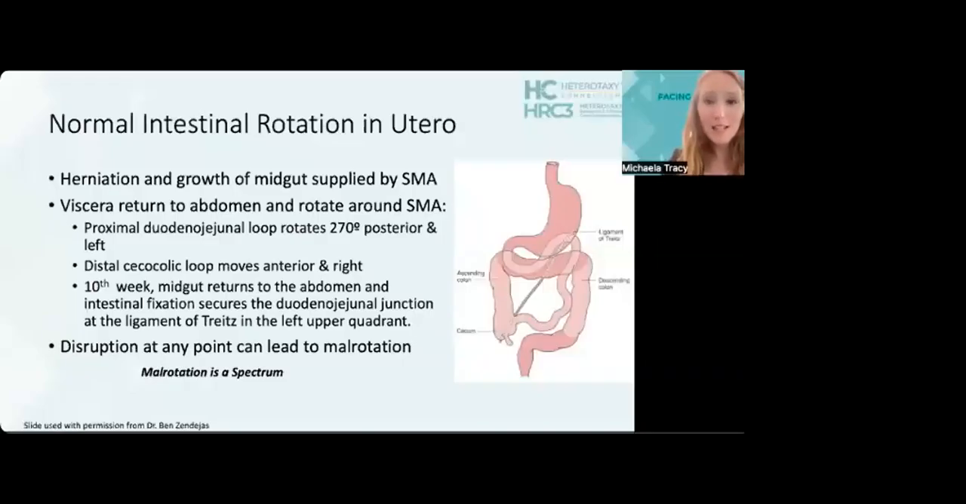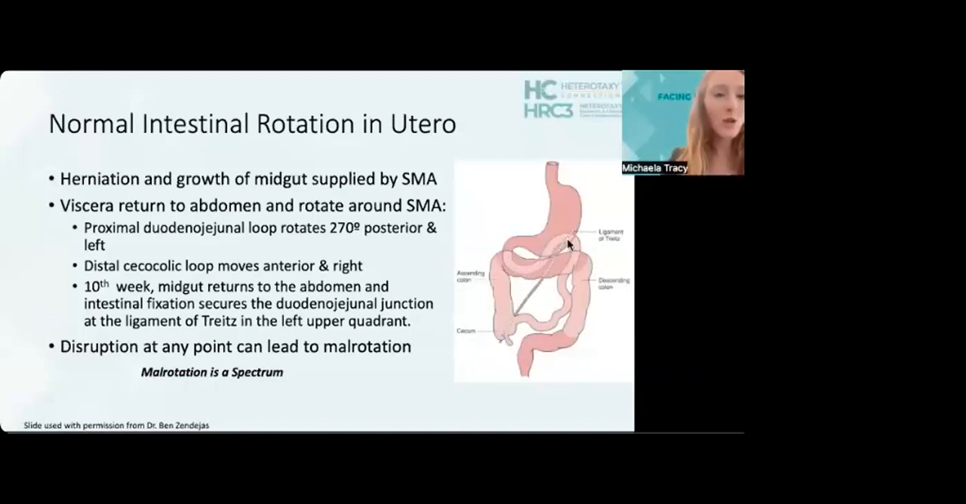Ultimately, when they come back into the abdomen, they are supposed to do a few important turns. The first turn to think about is this proximal duodenal jejunal loop, which is the fancy words for the first part of your small intestine. It is meant to rotate 270 degrees posterior and to the left. And that ends up being this beautiful C-sweep, we call it here, where this part of your small intestine crosses your midline.